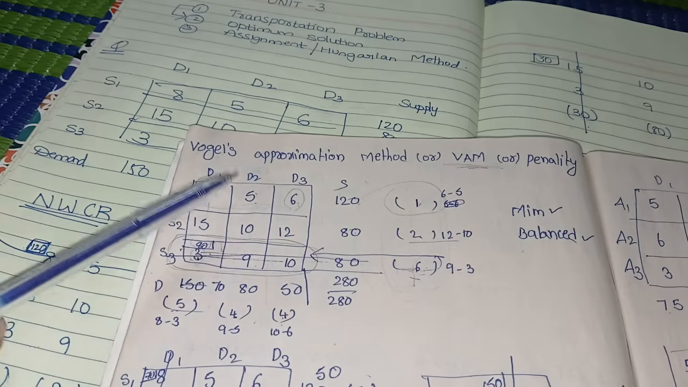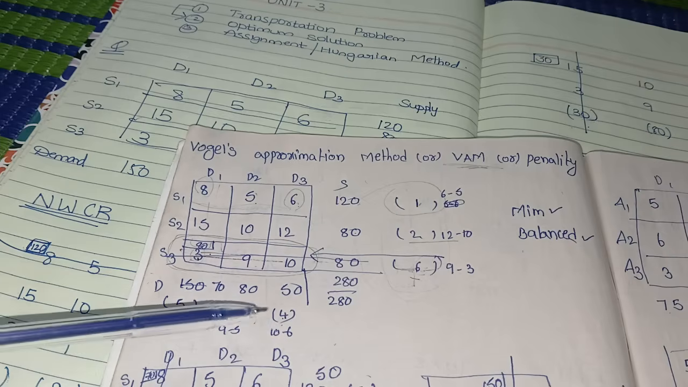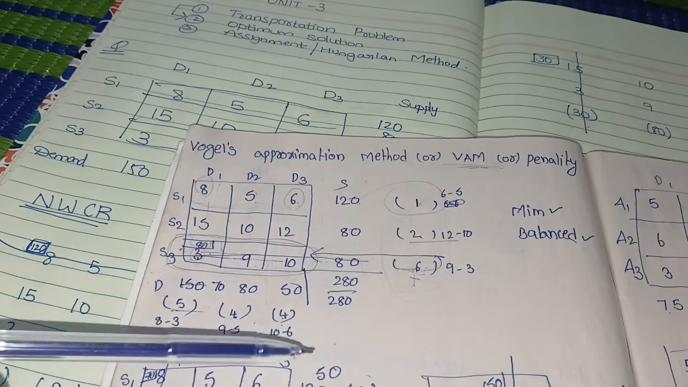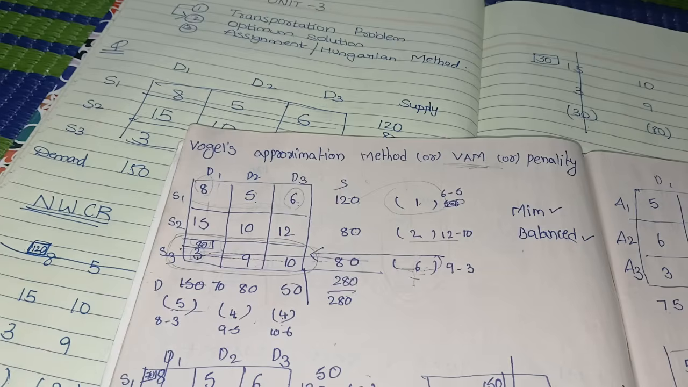Next, the least value is 5 and the second least is 9, so 9 minus 5 is 4. Then the second least value is 10 and the first least value is 6 in the third column, so 10 minus 6 is also 4. Like this, you need to take the penalties.